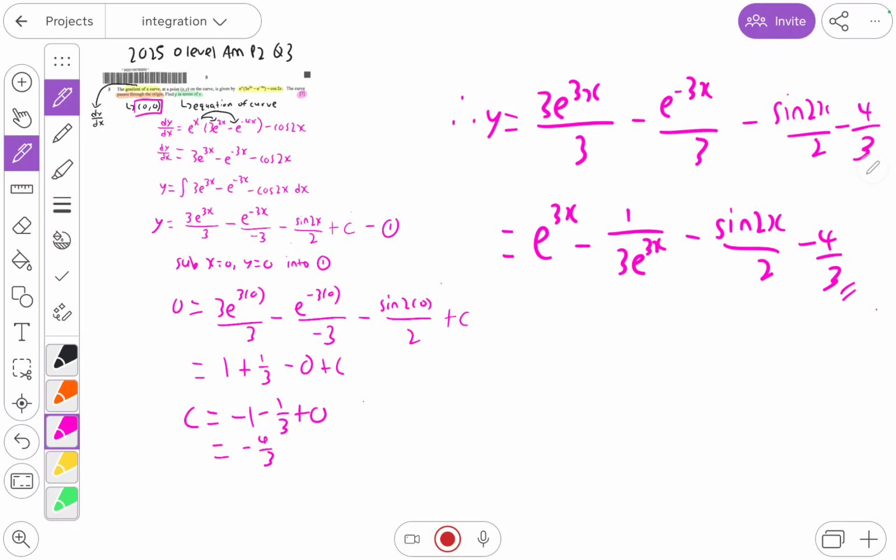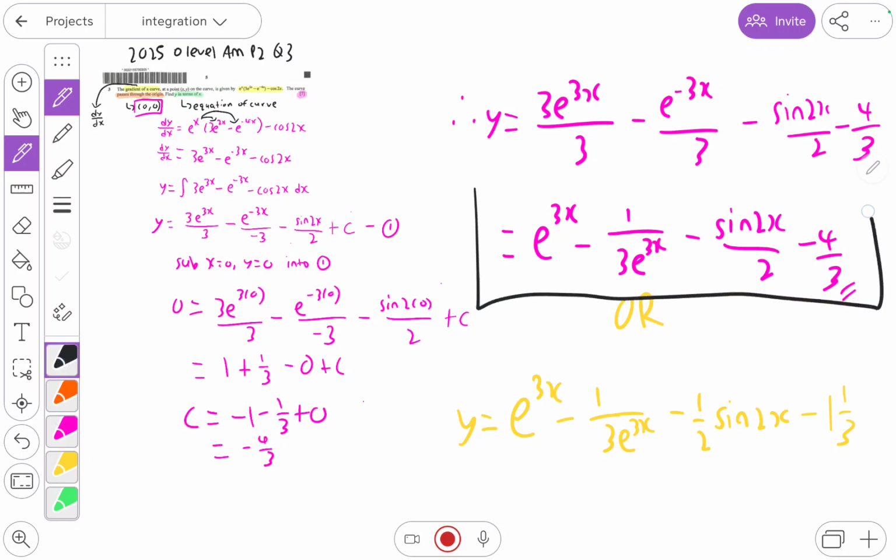So to check the answer, I will check the answer right now, and if I'm not wrong, I should be correct. And yeah, here we go, correct. Or you can leave your answer in another form, which I'm going to write out: e^3x minus 1 over 3e^3x minus half sine 2x minus 1 whole 1 third. You can leave your answer like that, but for me, I will leave it in the pink expression. This expression is good enough already.